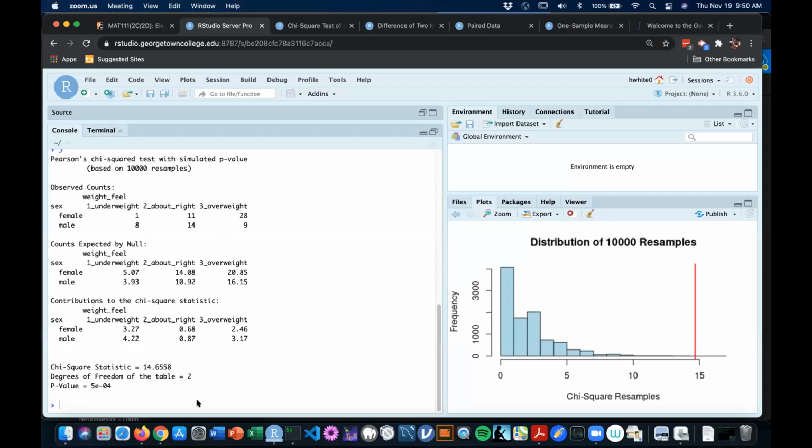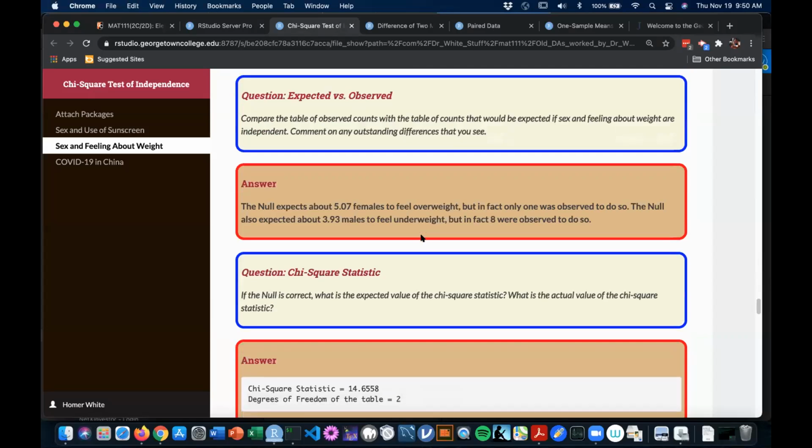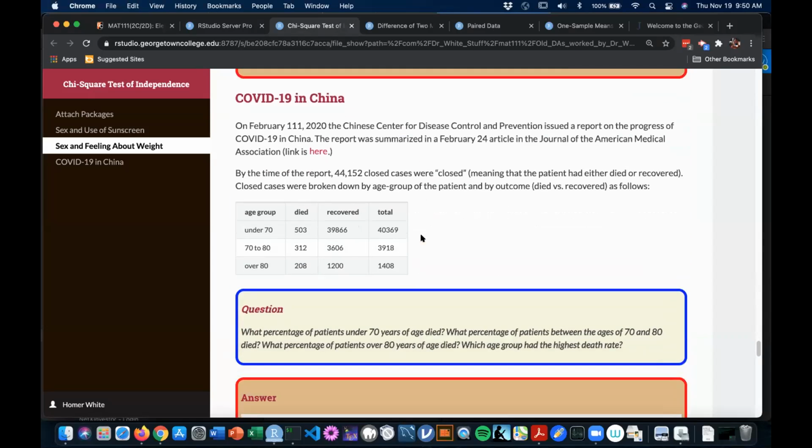Okay, so back to the solutions. I'd better share the screen again. And so our last one was about COVID-19 in China. And here they only give you summary data. It's not in a data set.